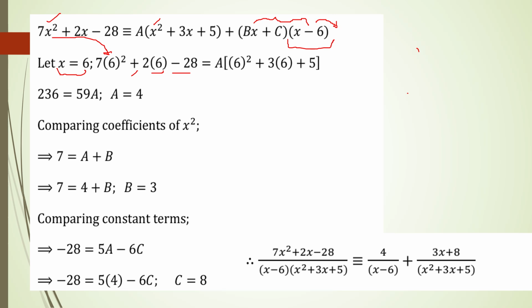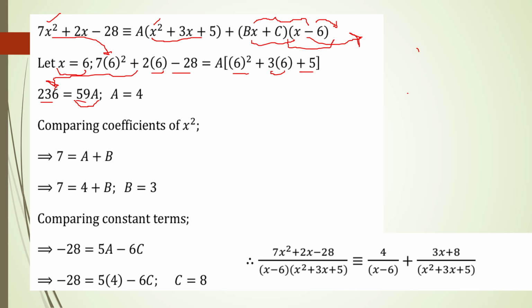And simplifying my left hand side, I end up with 236. Then this side, remember that this one is already 0 since I let this bracket be 0. So I only substitute x equals 6 into this expression. And if I do that, I'm going to end up with a into bracket 6 squared, then plus 3 into 6, then plus 5. Then further simplifying this, I'm going to end up with 59a equal to 236.